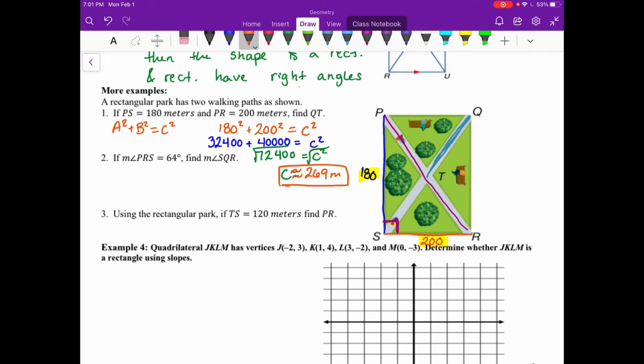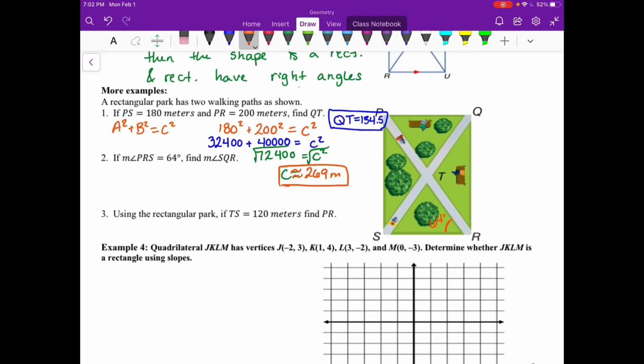But keep in mind, we're not trying to find that length. We're trying to find half of that length because this half is equal to this half if we were to cut those in half. So QT is half of that, which is 134.5.